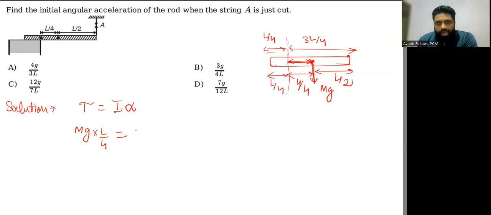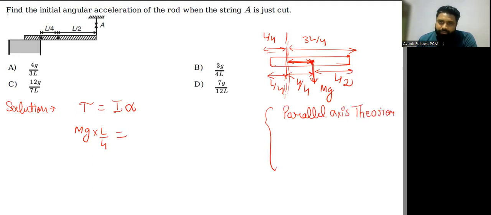Okay. Now we have to calculate about this axis. We are going to use the parallel axis theorem. Why? Because we just shift the axis parallel to the central axis. So in this scenario, we can use the parallel axis theorem to calculate the moment of inertia about L by 4 at this axis. Let's say this axis is B.